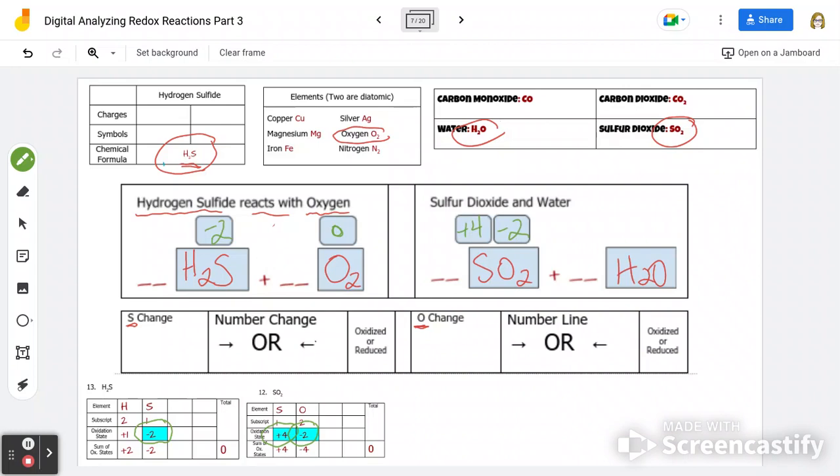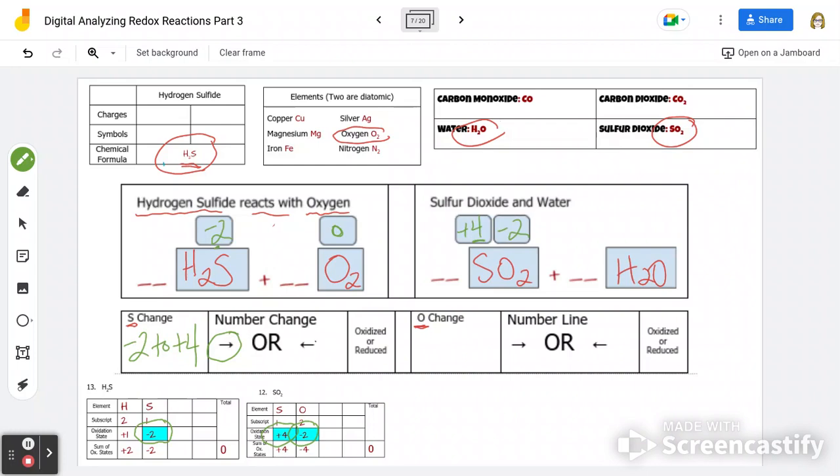Sulfur went from a -2 to a +4. So if you think about your bank account, if you went from -$2 to $4, you increased. You went in a positive direction.